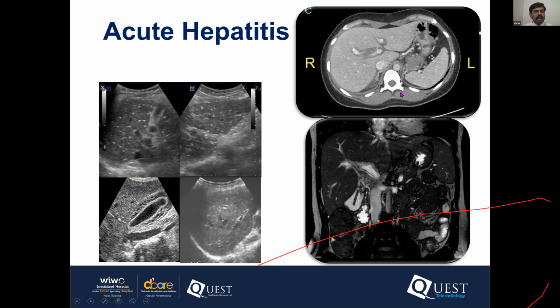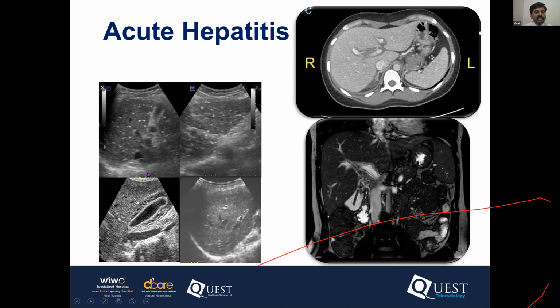Talking about acute hepatitis, this is mostly caused by viral organisms, that is hepatitis A, B, and C. In acute hepatitis, what we are seeing here is the ultrasound picture showing a starry sky appearance, which is multiple tiny white spots all over the liver. This is a hallmark sign, and once you have seen this on a patient, then you are ready to make a diagnosis of acute hepatitis and call for liver function tests.